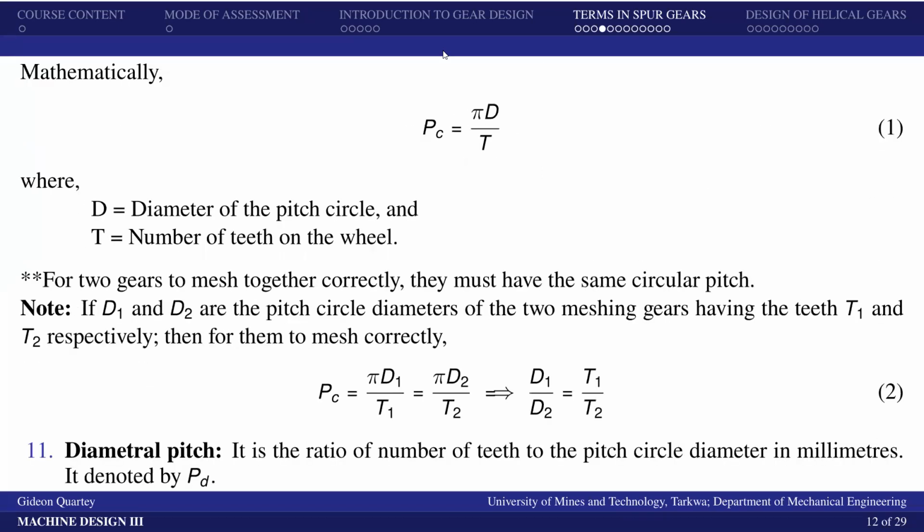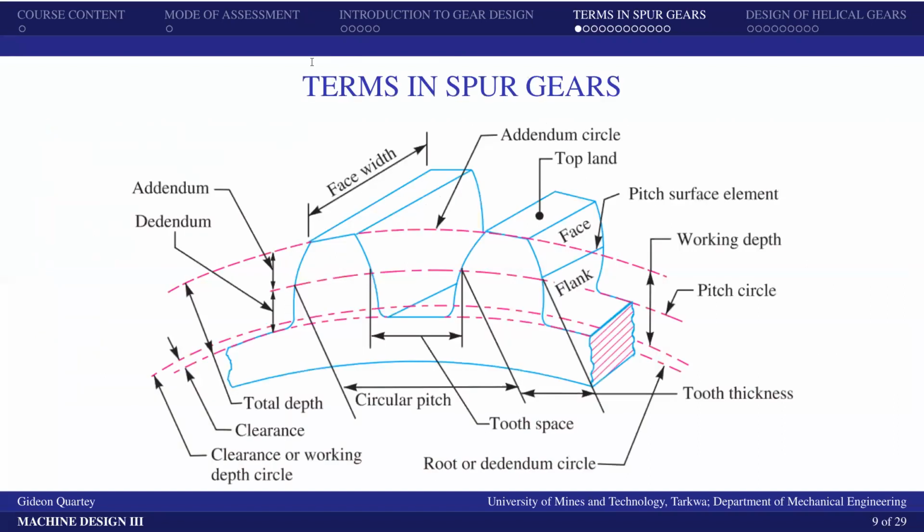Okay, so let's look at the working depth of the gear. Also from here, we can see that this is the working depth, which is the working depth circle, this one. The working depth should be from this point here. You can see this line up to that one.